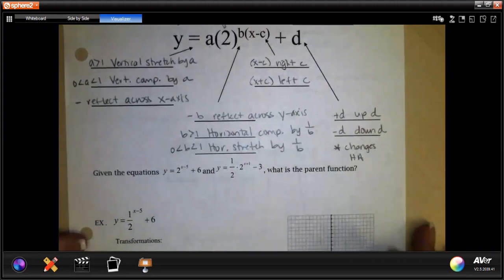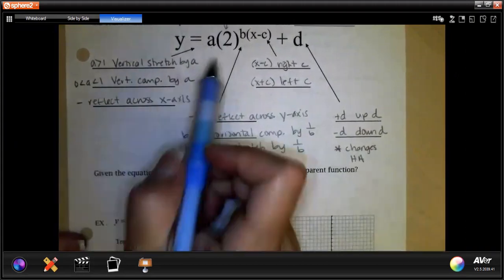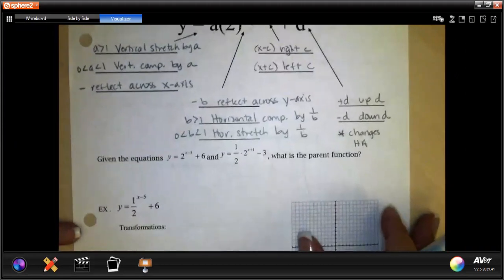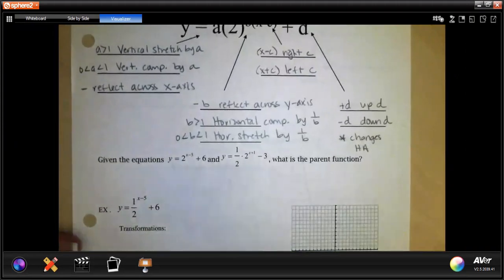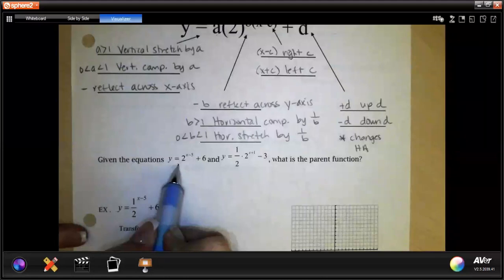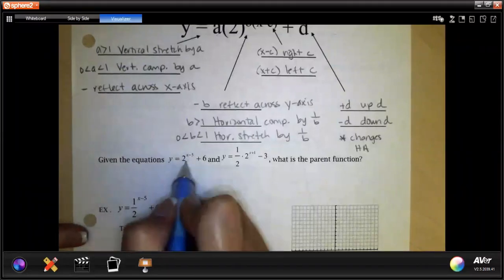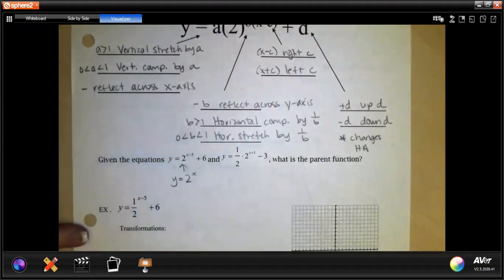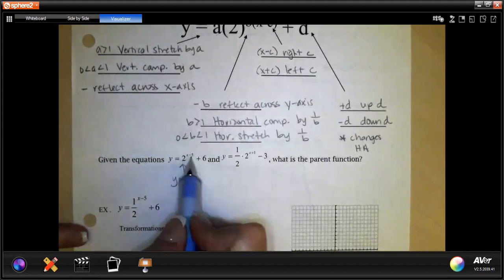All right, so since there can be different parent functions depending on what this number is, that's the first thing you're going to want to do when you graph these. Given this one right here, I look at what's being raised to the x power, so I know my parent function is y equals 2 to the x power. 2 is what's being raised to the exponent.